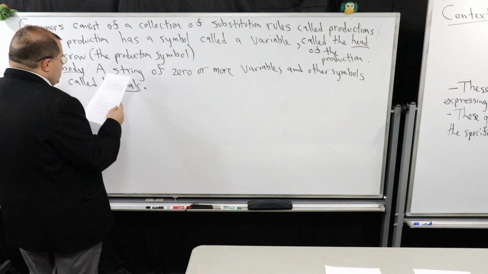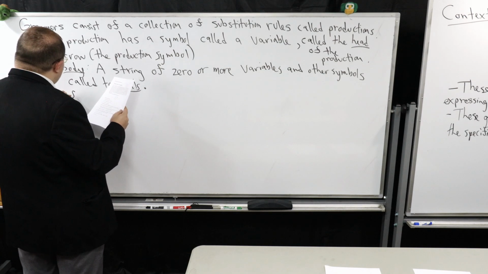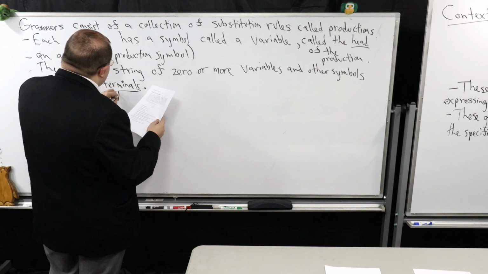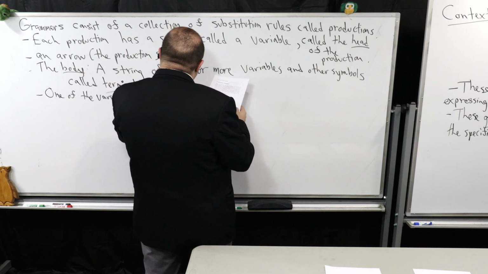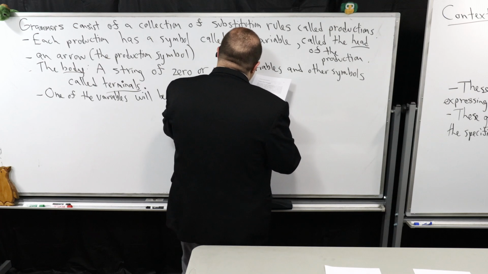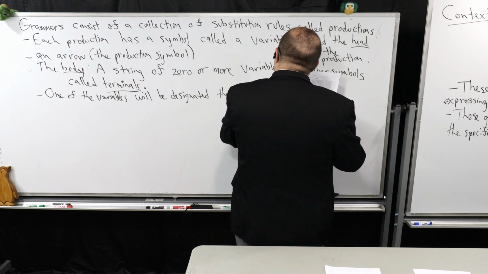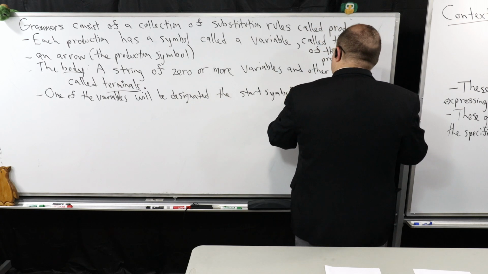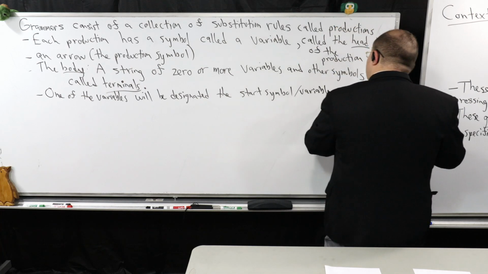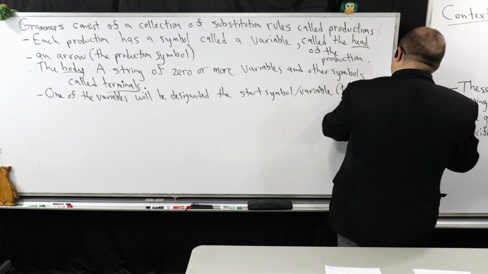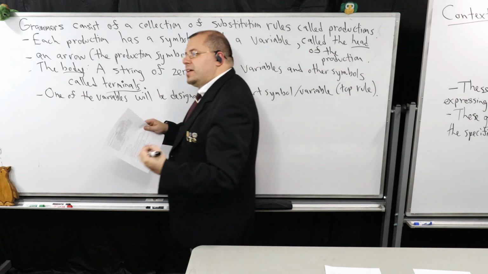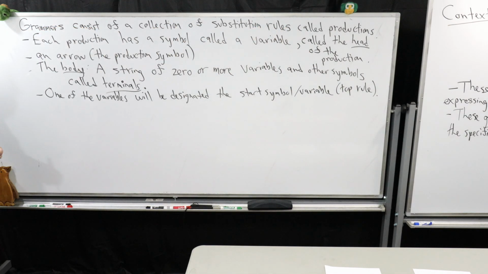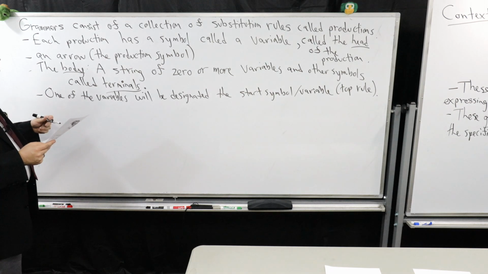Then there's going to be a special one of the variables that will be designated the start symbol or variable. This is often written as the top rule in the context-free grammar. I'll be listing these rules from top to bottom. If it's never stated explicitly, just assume the one at the very top is, in fact, the start symbol or variable.